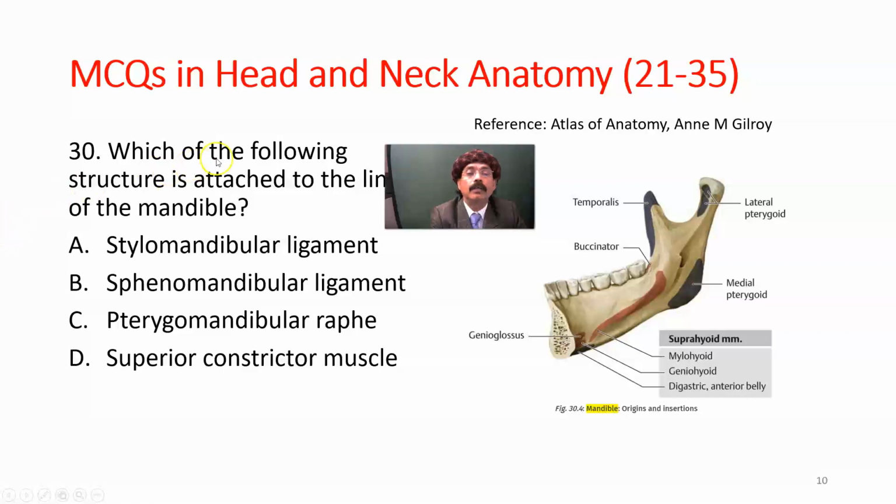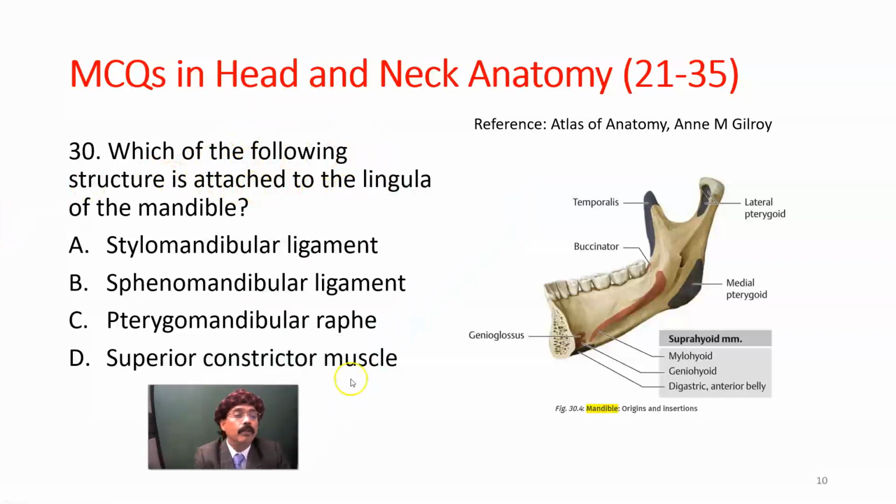Now here, which of the following structures is attached to the lingula of the mandible? What is the lingula? This is the lingula. This is the site of attachment of what ligament? Stylomandibular ligament, sphenomandibular ligament, pterygomandibular raphe, superior constrictor muscle. Our answer should be what? To the lingula. This is the lingula of the mandible.